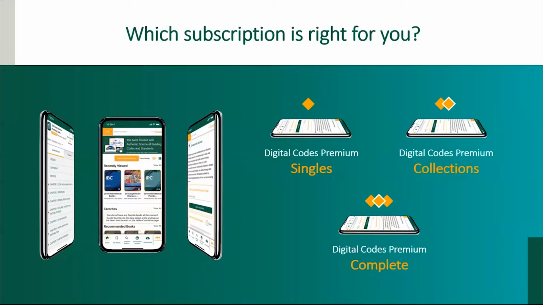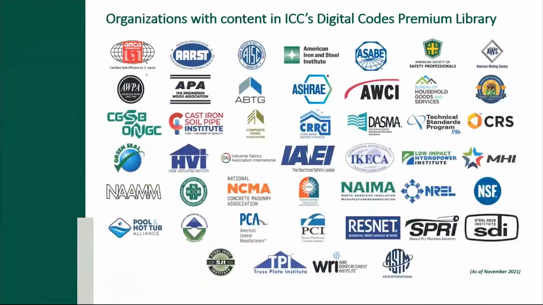There's like 800 titles on there. We keep adding more content. For example, letting people know that ASTM, the references in the 2021 iCodes that reference ASTM, we've got 500 plus standards coming aboard probably by mid-September. And these are just some of the logos of the organizations that have content on the Digital Codes Premium platform as it references in with the iCodes.